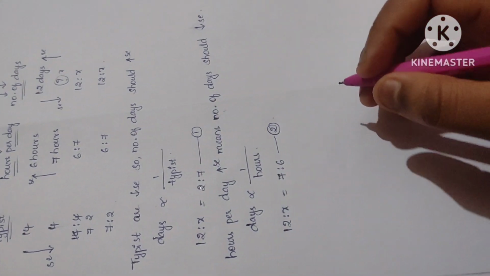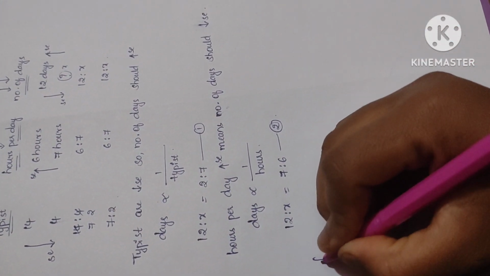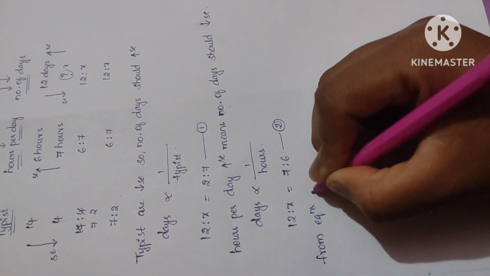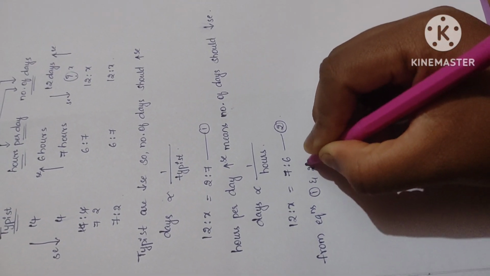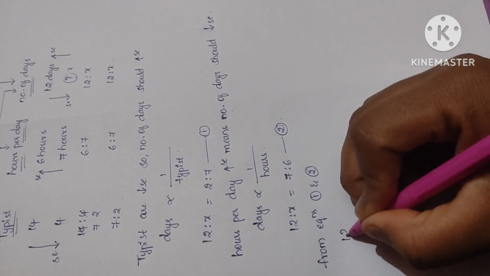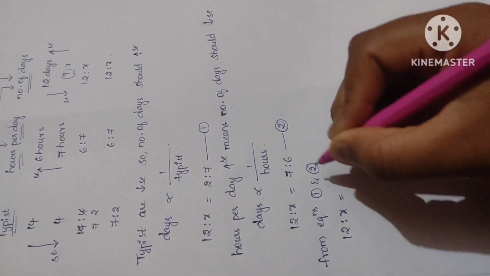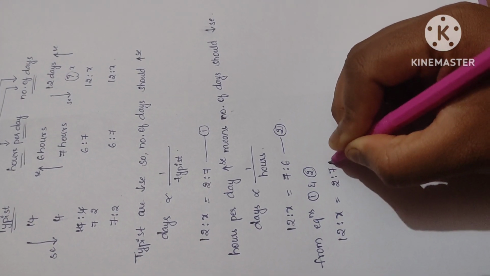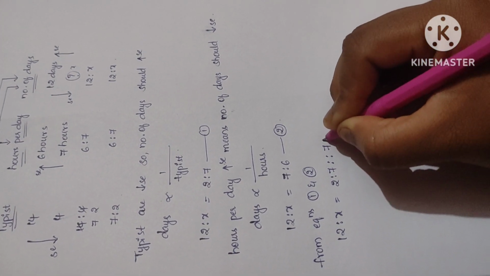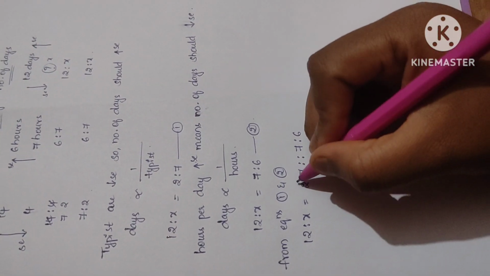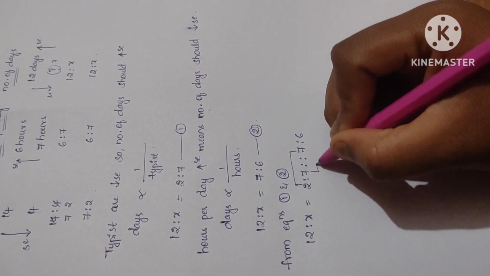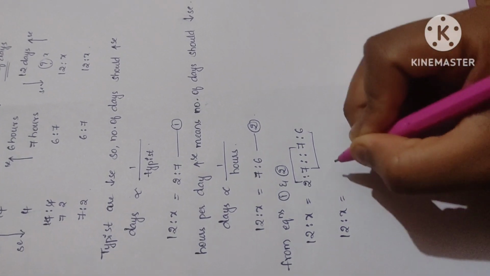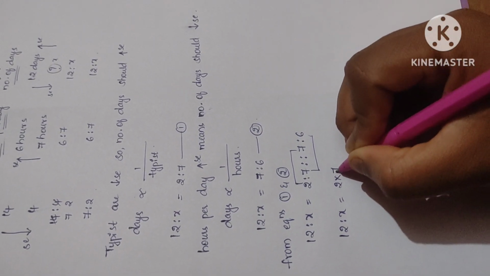So the days ratio is 12:x and the hours ratio is 6:7. It is in inverse proportion, so we have to write the reciprocal ratio of 6:7. So 12:x equals 7:6. Let's take it as equation 2. So from equations 1 and 2, we have to write 12:x equal to the compound ratio of 2:7 and 7:6. How to find the compound ratio?